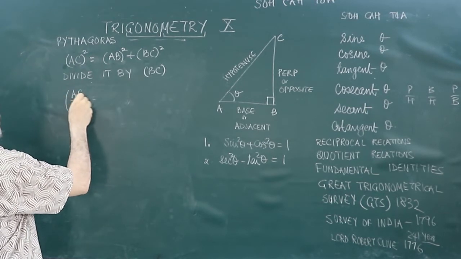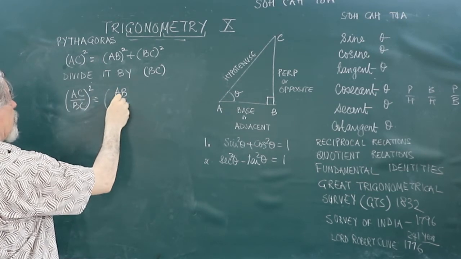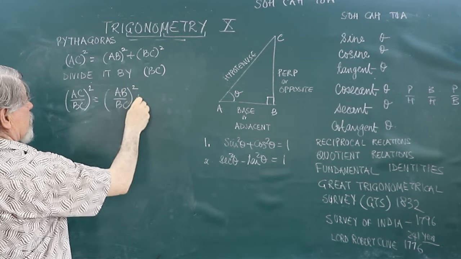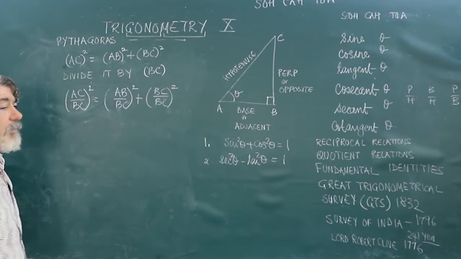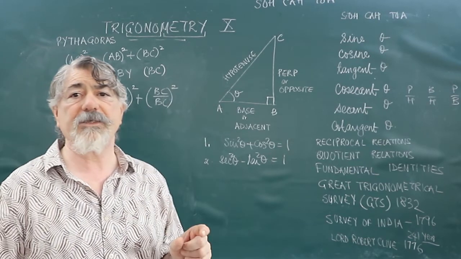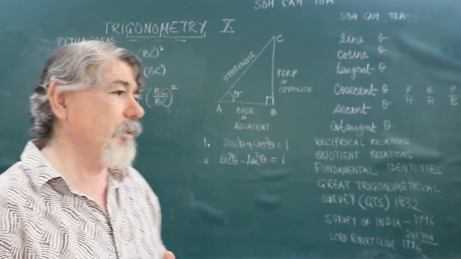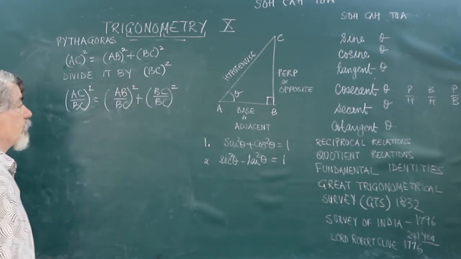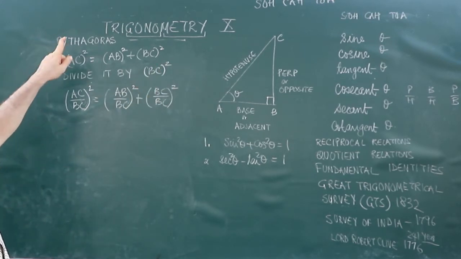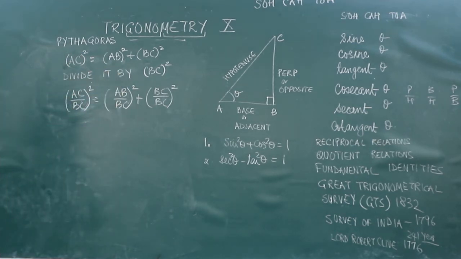AC upon BC whole square is equal to AB upon BC whole square plus BC upon BC whole square. We divided the complete mathematical statement of the Pythagoras Theorem by BC square. Actually it is not BC, it is BC square. Earlier also we divided by AC square, then AB square. Correct it in that also. I just wrote BC, it should be the square of that.